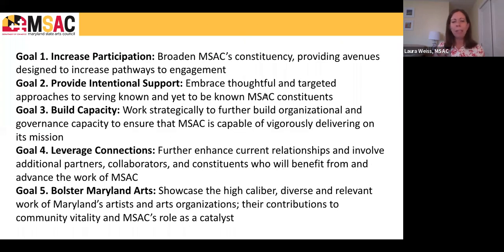We're currently operating under a strategic plan that was adopted in 2019. In that strategic plan, we have 5 specific goals. Those goals include to increase participation, provide intentional support, build capacity, leverage connections, and bolster Maryland arts. Today's session is really honing in on goal 2, which is to provide intentional support.